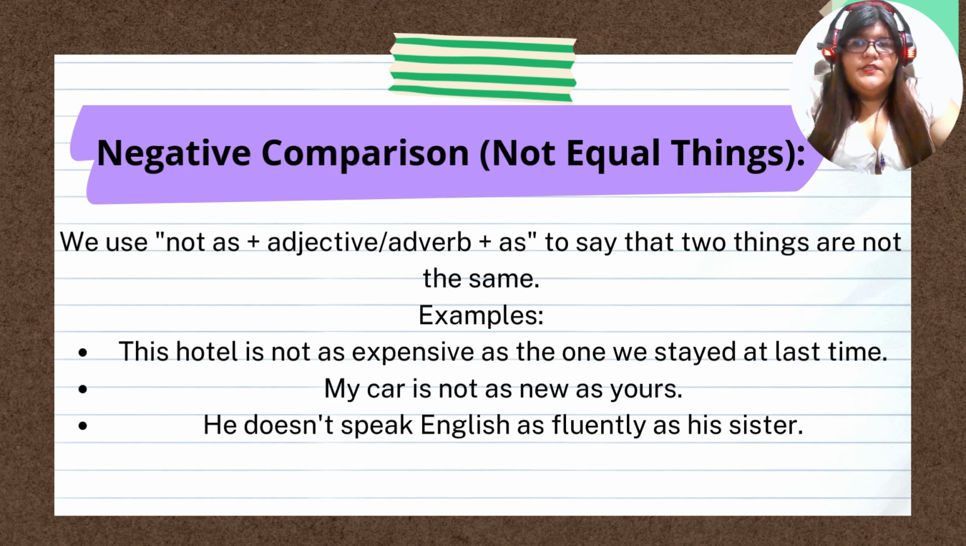Then we have negative comparison, not equal things. We use not as plus adjective, adverb plus as to say that two things are not the same. This means that they are totally different.